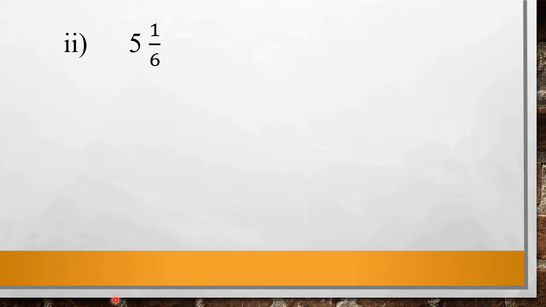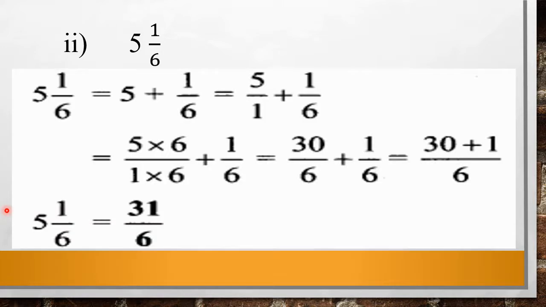Question number 2. 5, 1 by 6. This is a mixed number. We have to convert this into improper fraction. So 5, 1 by 6, we can write like this also: 5 plus 1 by 6. When a number doesn't have any denominator, that means the denominator is 1. So 5 by 1 plus 1 by 6. Now we have to keep our denominator same. So we will multiply by 6 on both sides. So 5 multiplied by 6 upon 1 multiplied by 6 plus 1 by 6.